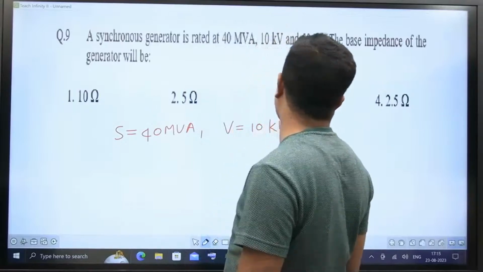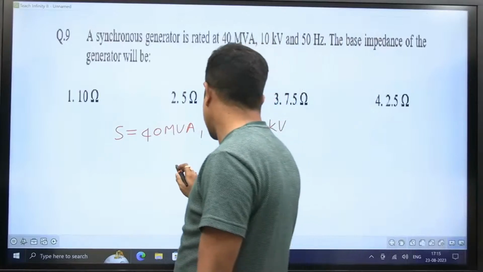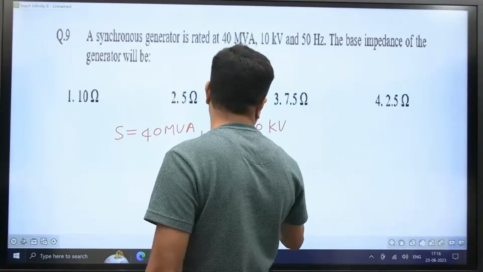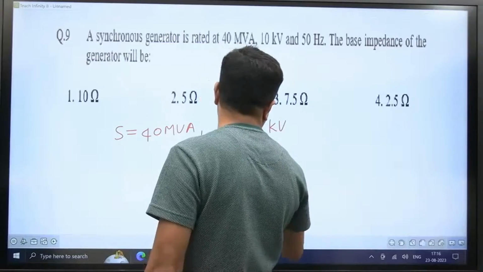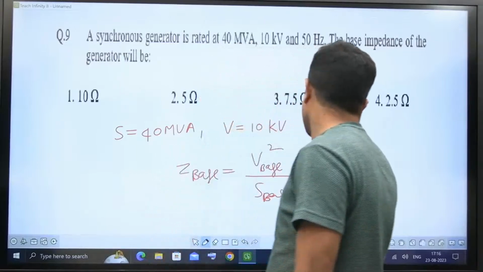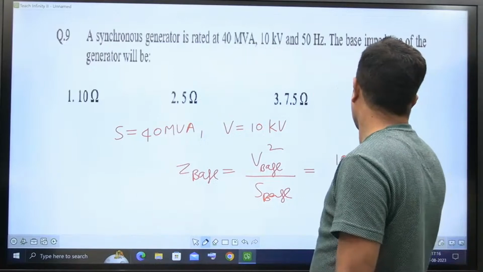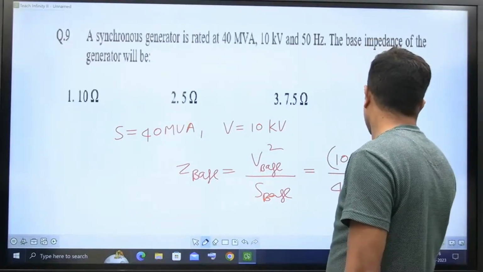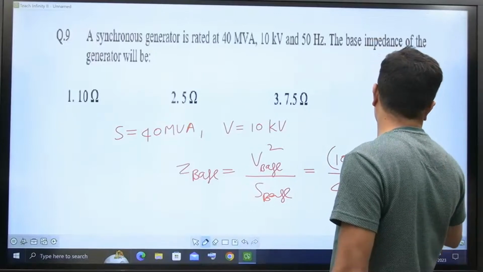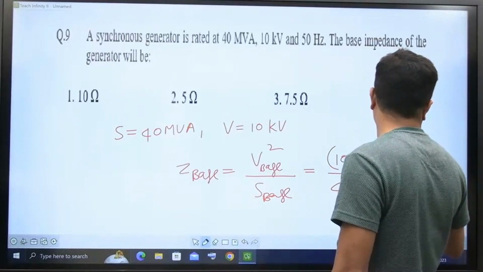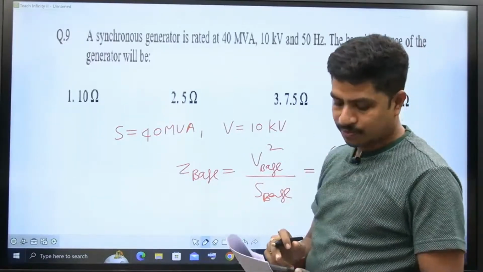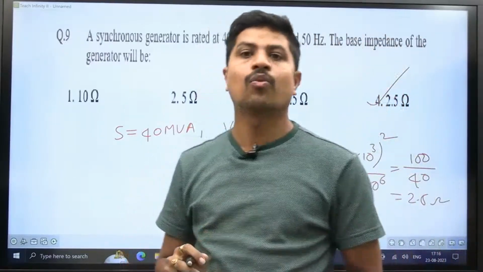The base impedance of the generator will be Z base is equal to V base square by S base. V base is 10 into 10 cube, whole square, by 40 into 10 to the power of 6. This is 100 divided by 40, that is equal to 2.5 ohms directly, choice 4.